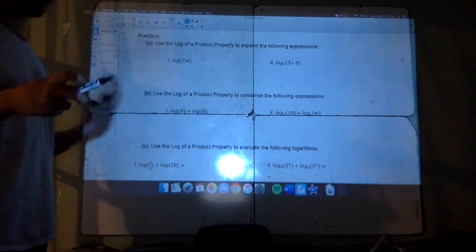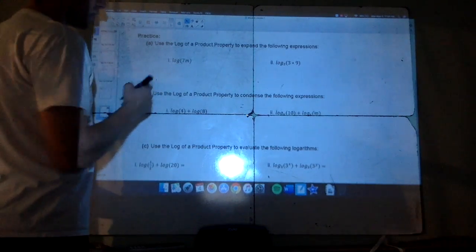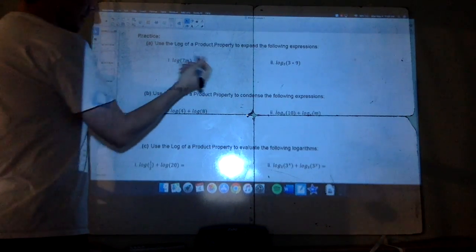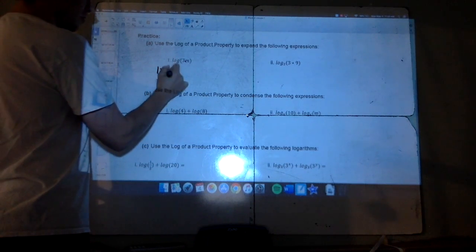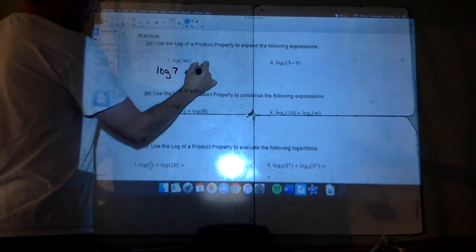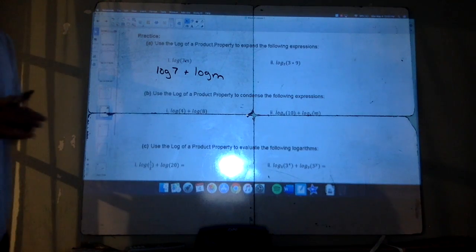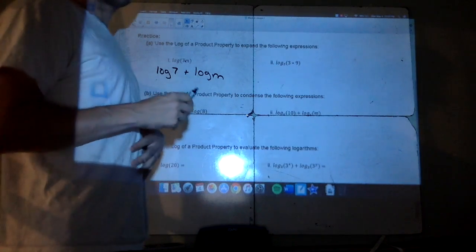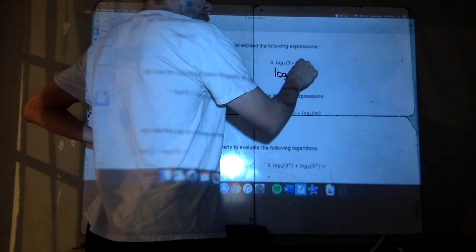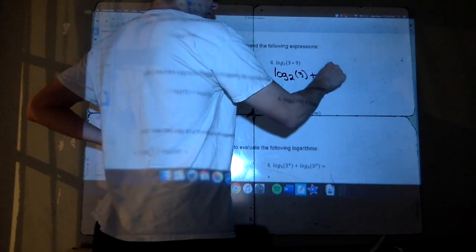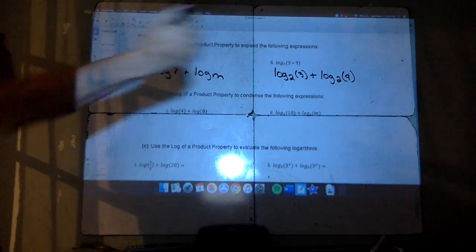So, like I said before, we can go both ways. We can expand and compress. So here's one, log of 7m. That can expand, 7 times m. We can expand that into log of 7 plus log of m. That's all we need to do. Here we have log base 2 of 3 times 9. We can expand that to log base 2 of 3 plus log base 2 of 9. So expanding is important.